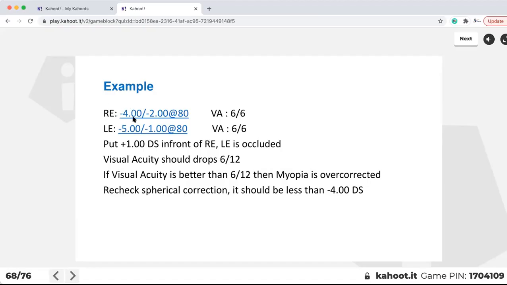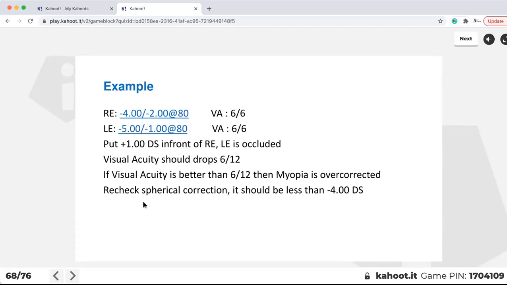So let's have an example. A patient has right eye of -4 diopter, -2 cylinder, and visual acuity is 6/6. And the left eye has -5 diopter, -1 cylinder, and again visual acuity is 6/6. Now we occlude the left eye, and we want to make sure that the right eye is not over-minused. So we put the +1 diopter sphere in front of the right eye. Then the visual acuity should drop to 6/12. This means that the patient's refraction is right or correct. But if the visual acuity is better than 6/12, then the myopia is overcorrected.